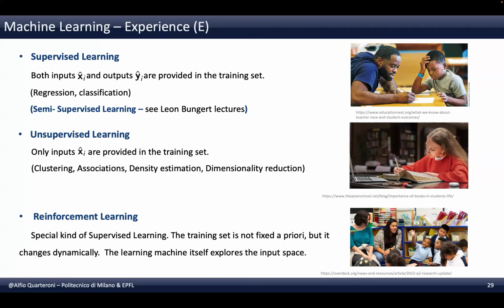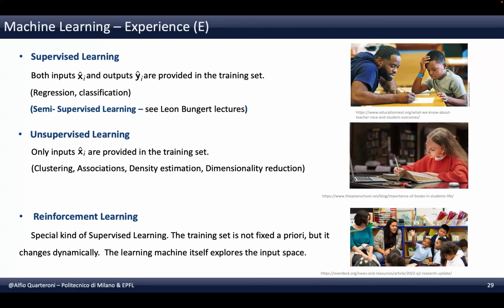Or you have reinforcement learning. In this case, the training set is not given a priori. It changes dynamically, like when you have a continuous flux of information or data from the market, for instance, or from social media. And there is another example, which is called semi-supervised learning. And I found this very important, and I'd like to make an example.